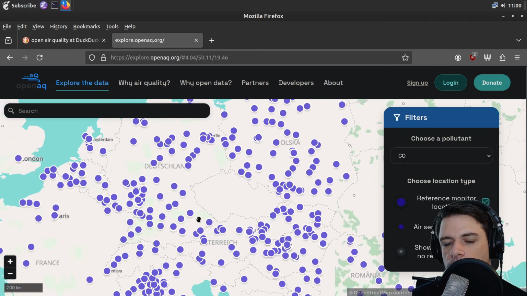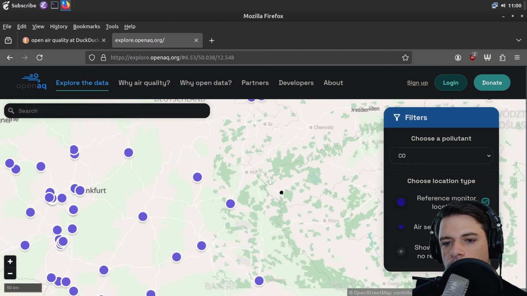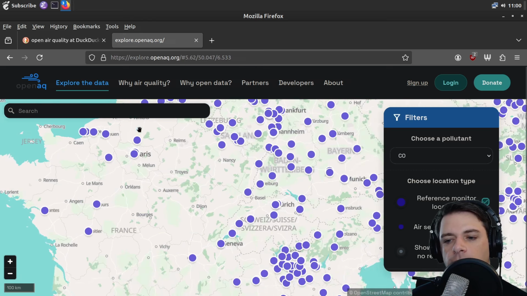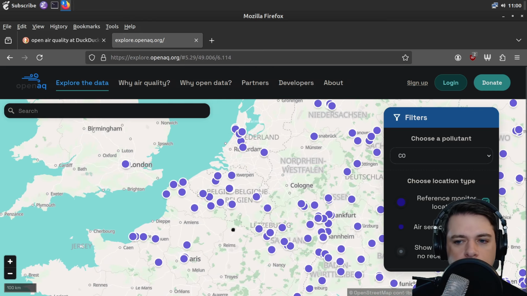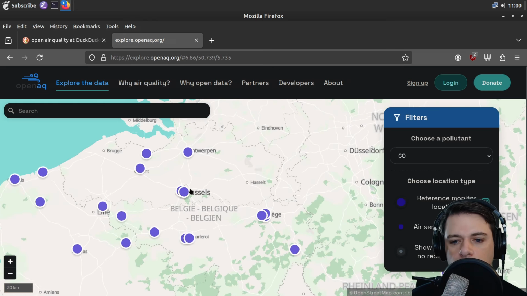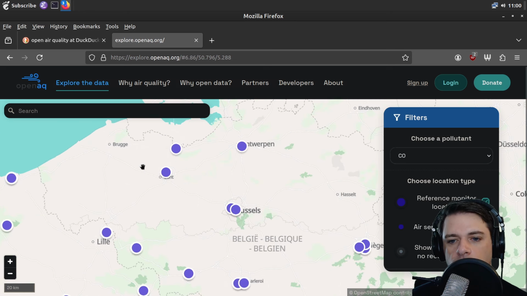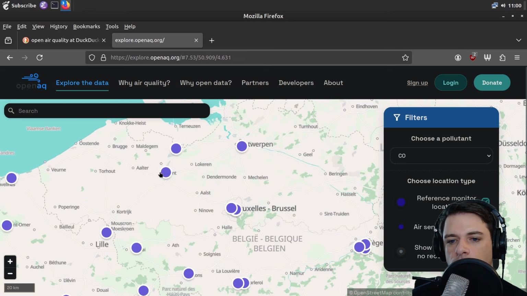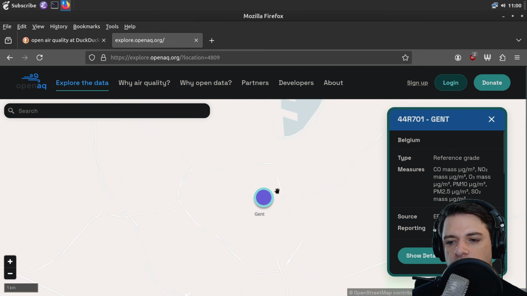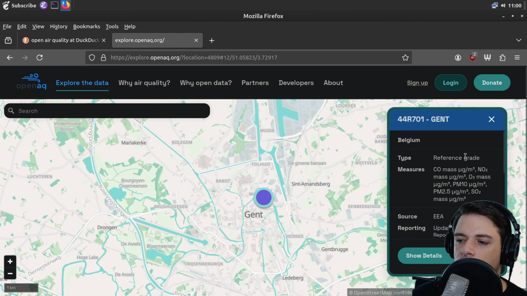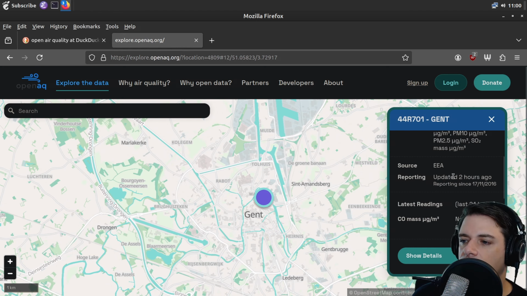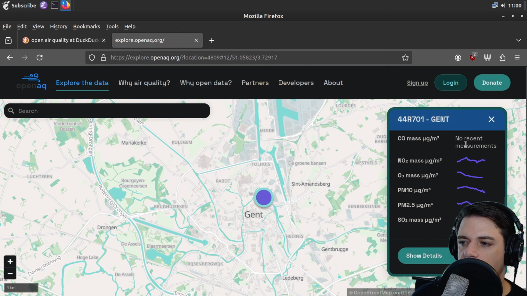So what does that tell us? I'm not sure. Here's Deutschland. How about Belgium? Belgique? Is this just telling us that there's a sensor here in Ghent? It's a reference grade type. I guess that's like a high quality sensor. I assume it's saying, last updated 2 hours ago. So these are not like continuous. It's once every few hours or so.